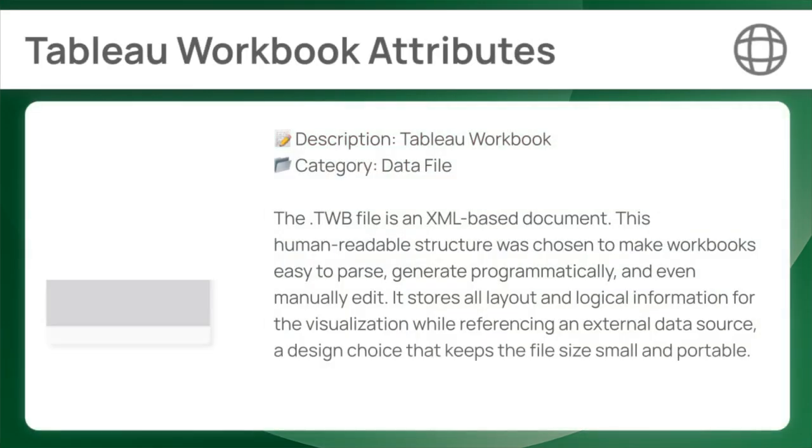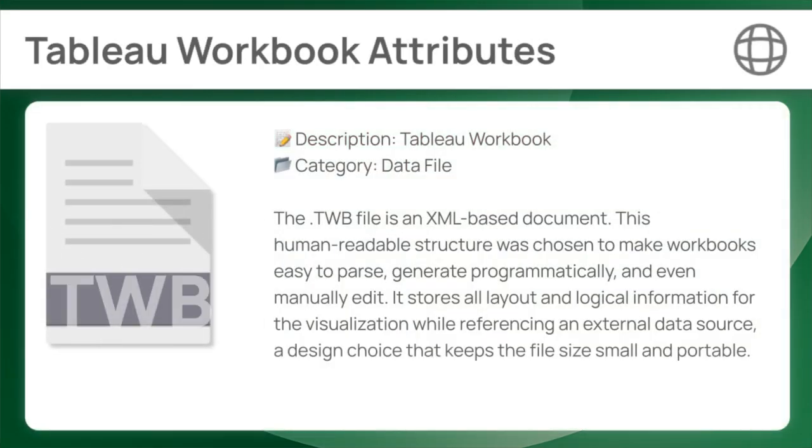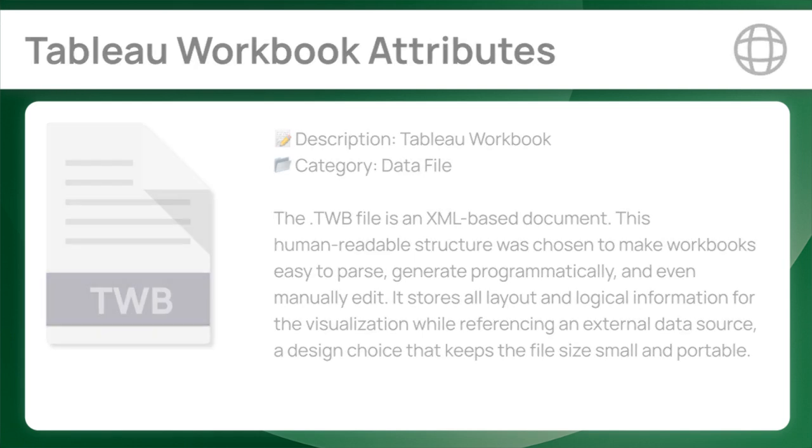The TWB file is an XML-based document. This human-readable structure was chosen to make workbooks easy to parse, generate programmatically, and even manually edit. It stores all layout and logical information for the visualization, while referencing an external data source, a design choice that keeps the file size small and portable.